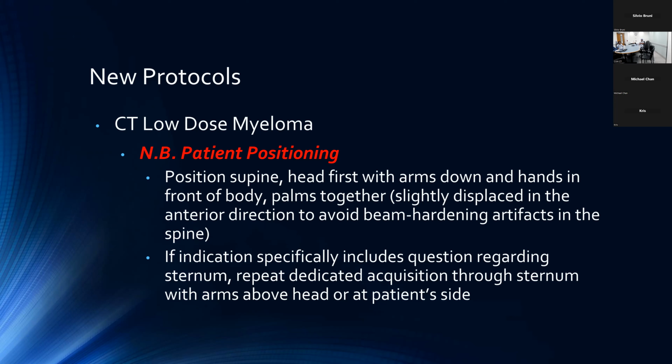However, because in that case the arms are now forward over the anterior chest, there is some increased beam hardening artifact through the sternum. So if there is a specific clinical question from the referring physician concerning the sternum, then we should be routinely repeating a dedicated acquisition, covering the sternum with the arms down either at their side or, if they can tolerate, ideally with the arms up over the head. But just a small field of view covering the sternum in those cases.